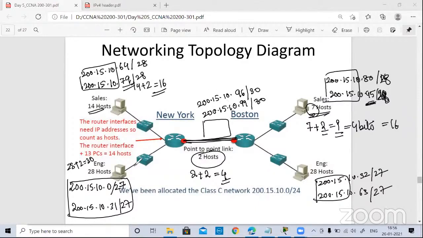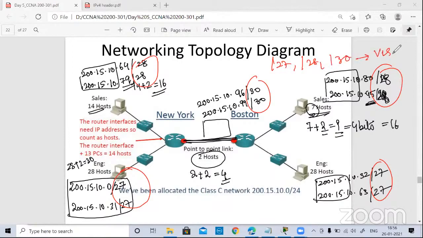So this is how we do the subnetting. You see we have used /27, we have used /28, and we have used /30. So /27, /28, /30 makes up variable length subnetting. I hope it is clear enough now, as we have done a lot of examples since yesterday to understand subnetting.